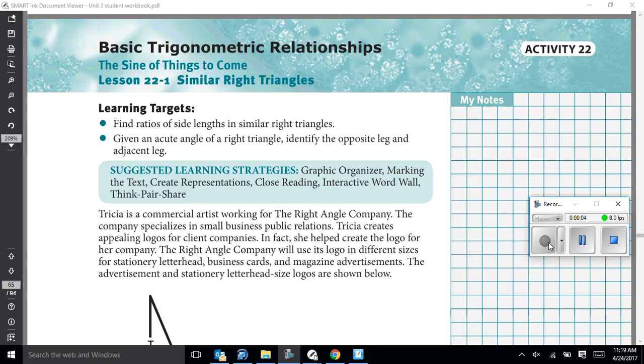All right, so we're going to look at 22-1, similar right triangles. Our learning goals for today: find ratios of side lengths in similar right triangles. Given an acute angle of a right triangle, identify the opposite leg and adjacent leg.